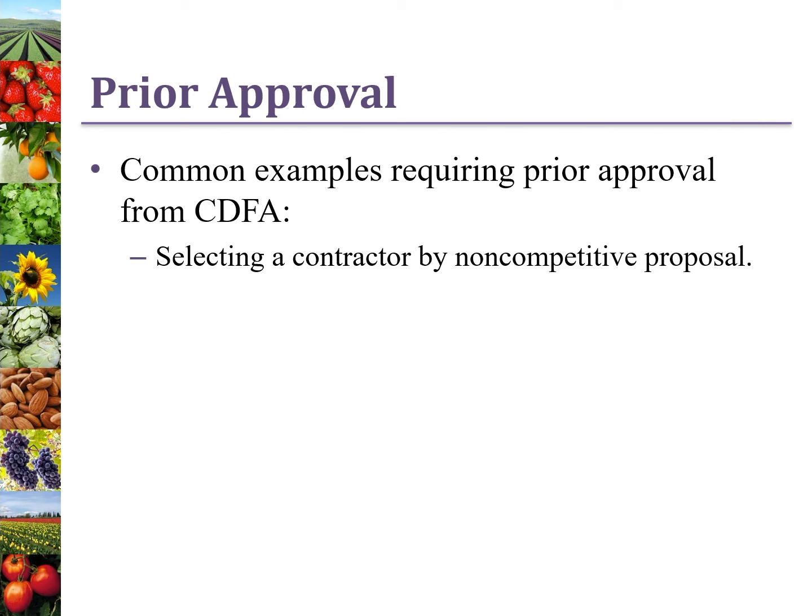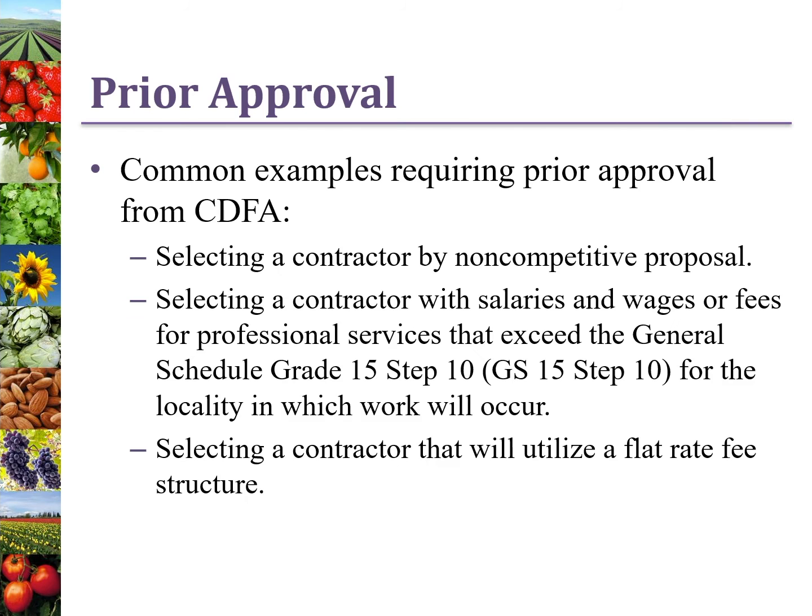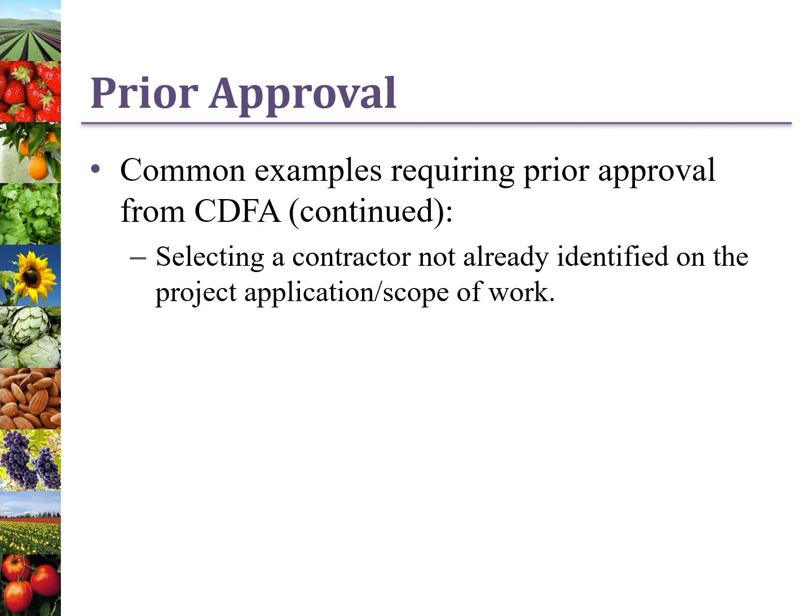In some cases, prior approval from CDFA is required before selecting a contractor. Some common examples include selecting a contractor by non-competitive proposal or single source bidding, selecting a contractor with salary and wages or fees for professional services that exceed the general schedule grade 15 step 10, which was mentioned is commonly referred to as the GS 15 step 10 for the locality in which work will occur, and selecting a contractor that will utilize a flat rate fee structure.